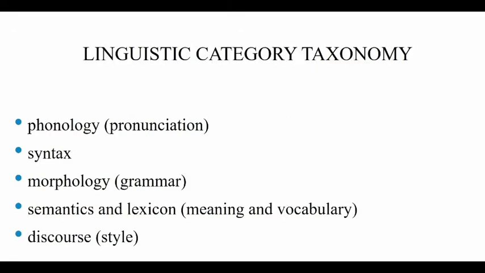The first classification is linguistic category taxonomy. Dulay explained that linguistic category taxonomy classifies errors according to either or both the language component, including phonology, syntax, morphology, semantics, and lexicon, and discourse.